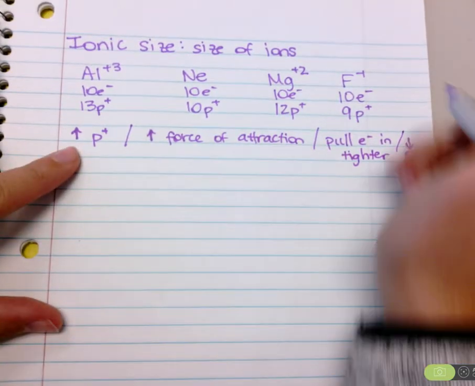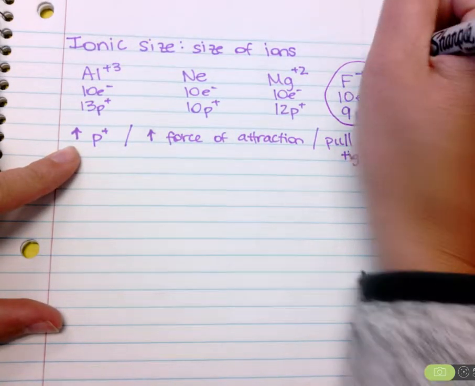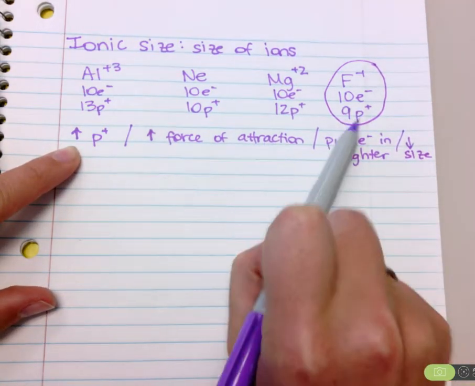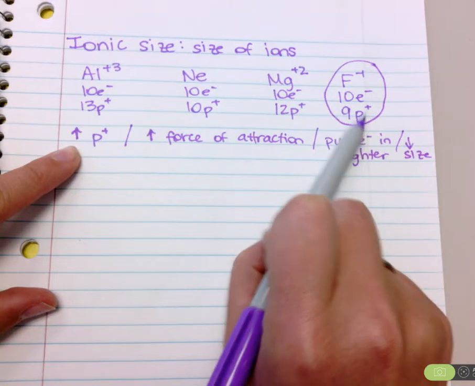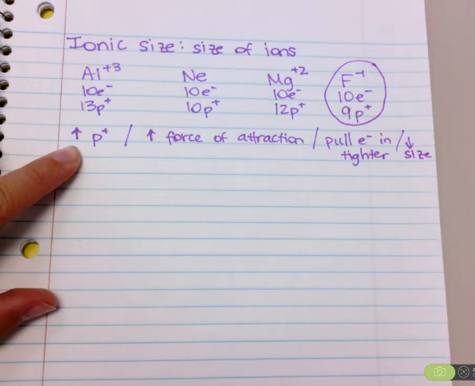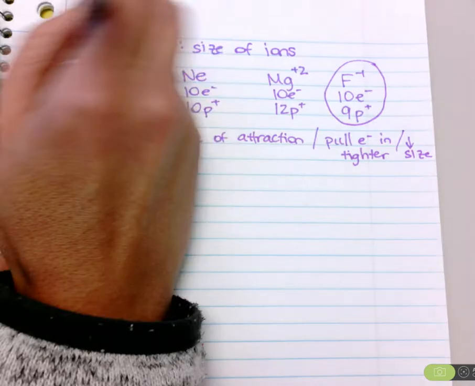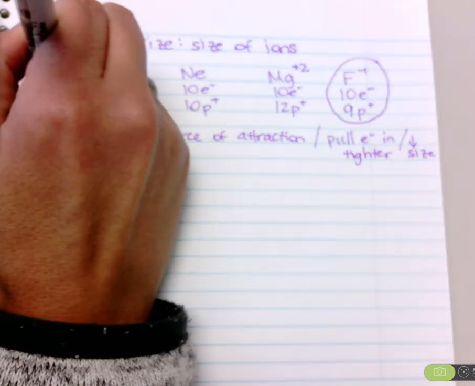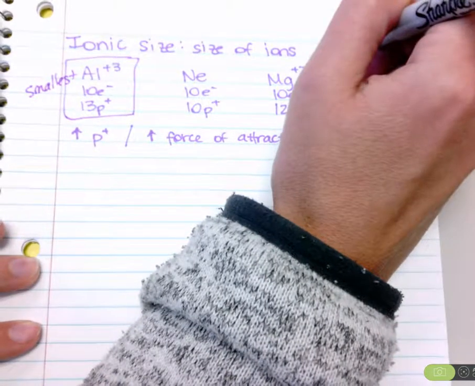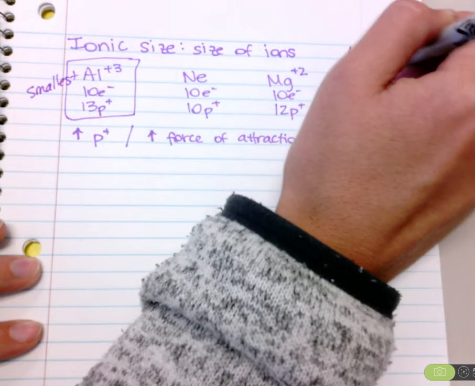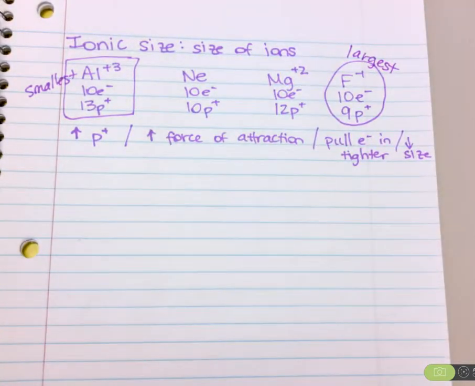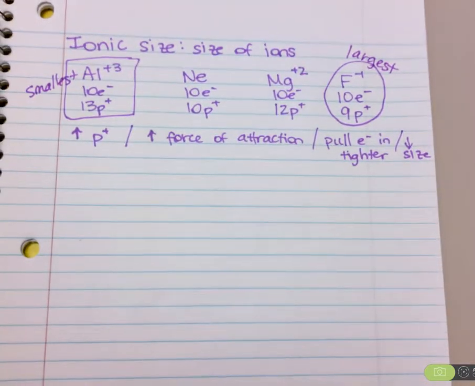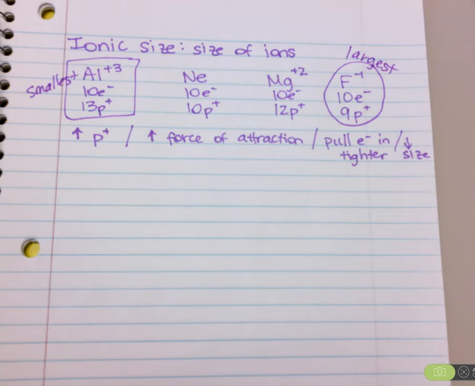So our largest one would be fluorine, because fluorine has the least amount of attraction because it has the least amount of protons in its nucleus. This makes aluminum the smallest. So this one's the smallest of these four, and fluorine would be the largest. And that should make sense based on the force of attraction in the nucleus pulling on those valence electrons.